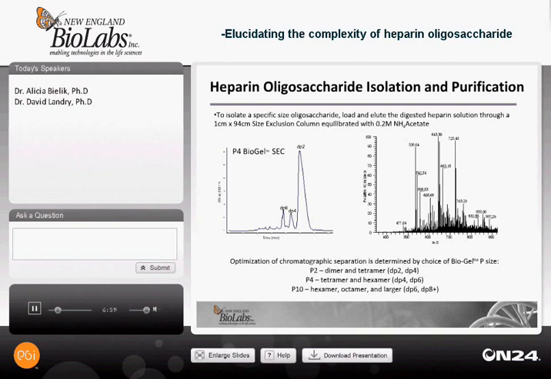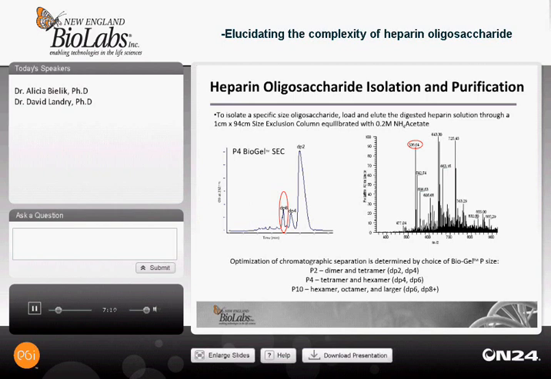Following a digestion, if you'd like to isolate an oligosaccharide, in this case a hexasaccharide of interest, you can isolate that by loading and eluting the digested heparin solution through a size exclusion column equilibrated with 0.2 molar ammonium acetate. In our case, we're using a P4 biogel size exclusion column. We're interested in the hexasaccharide. So we can see here that the hexasaccharide peak elutes prior to the tetrasaccharide and disaccharide peak.